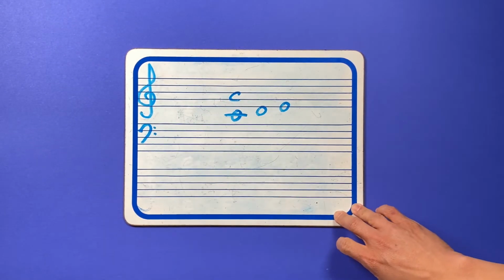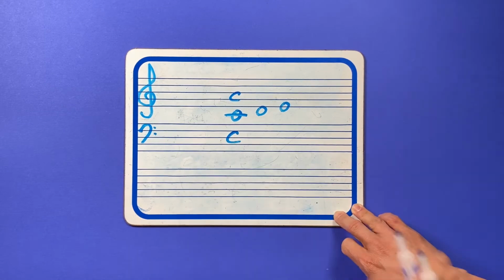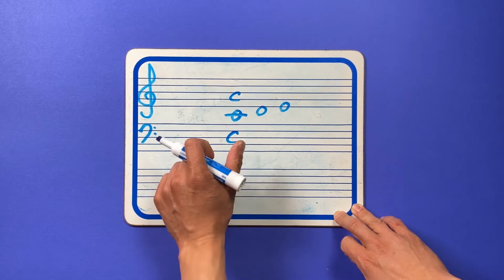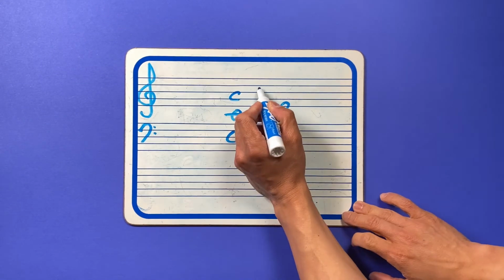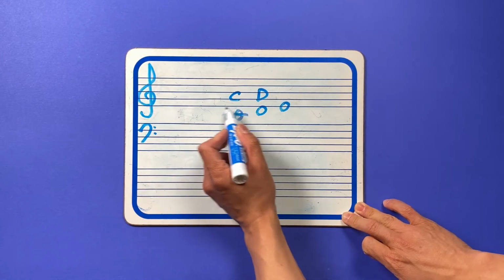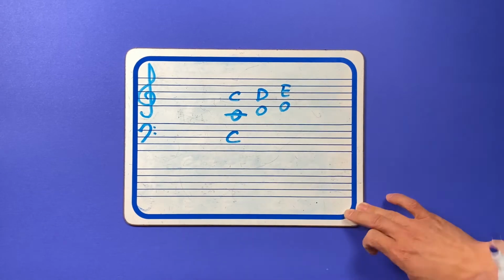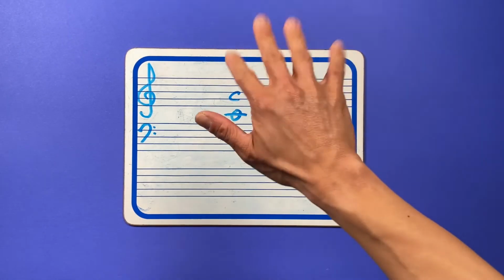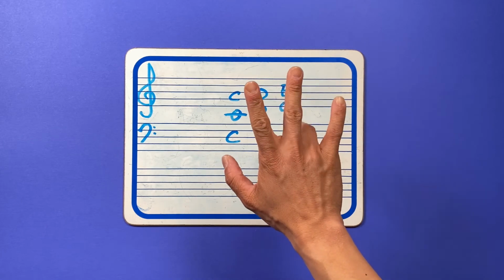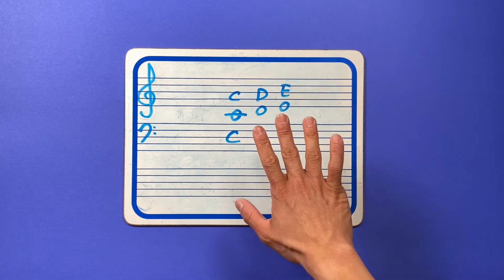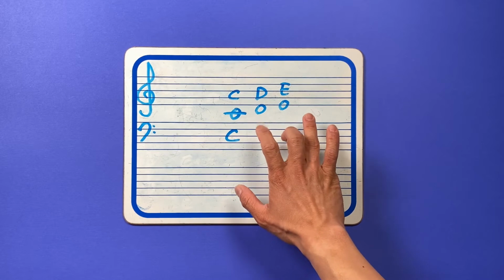This is cat note C. I'll also write C for the left hand because they share cat note C. This is dog note D. First line note is elephant note E. Let's keep going for the right hand. C, D, E. What do you have for this finger? First line note is elephant E.